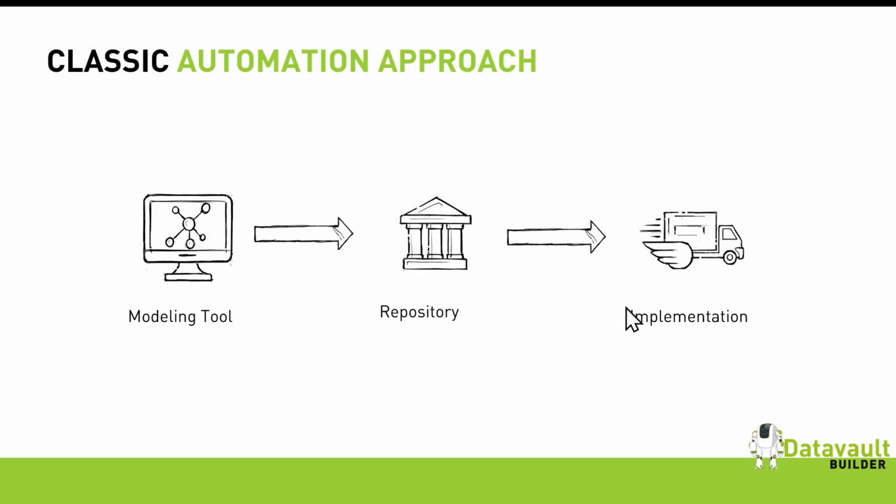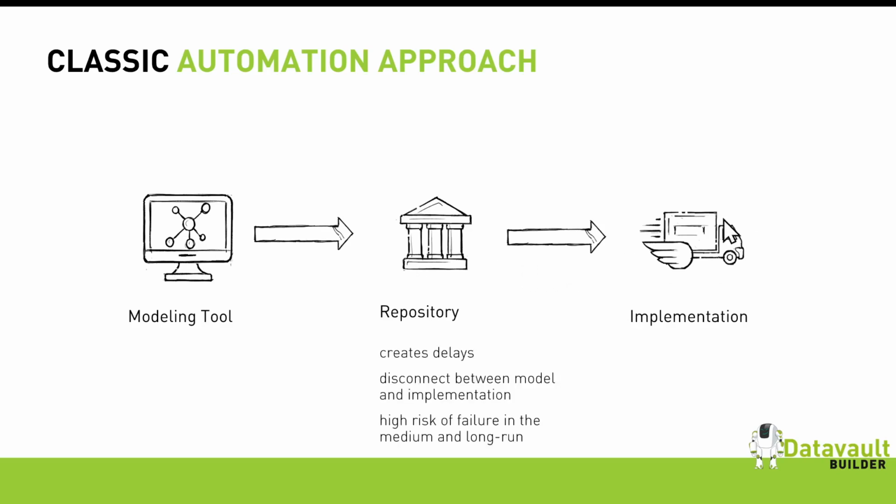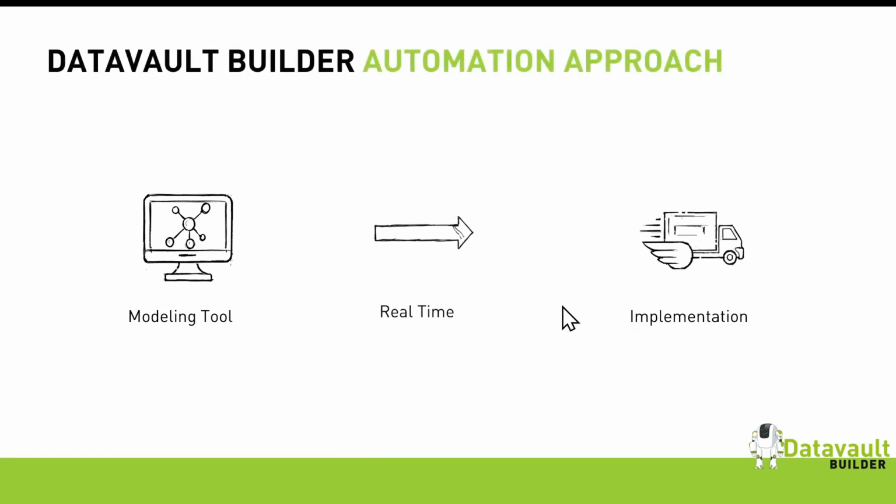So why is the Datavault Builder different than other tools? Most automation tools work with a modeling tool against a repository. You click a button and patterns are applied to create your implementation. And this creates a disconnect between what you model and what you implement, at least temporarily, but sometimes people also change the implementation because they need to fix something and it doesn't match anymore. To solve all of this for good, we replace the repository with a real-time connection between the modeling tool and the implementation, and this makes us truly agile for the first time.